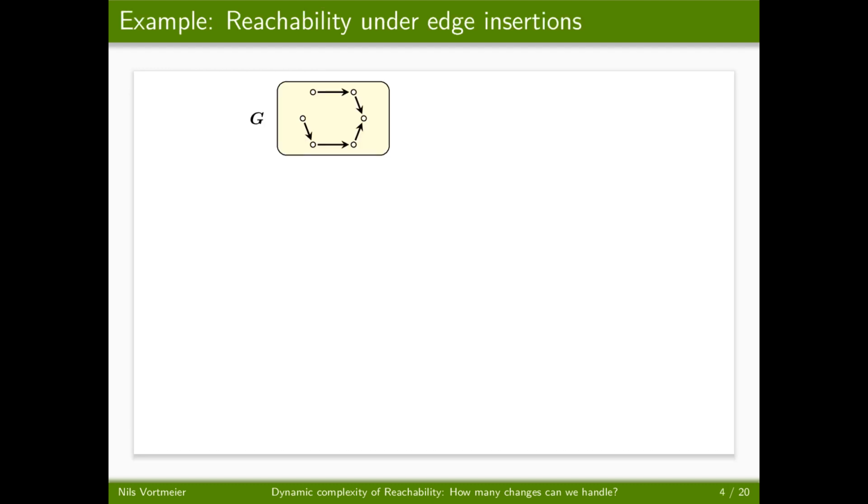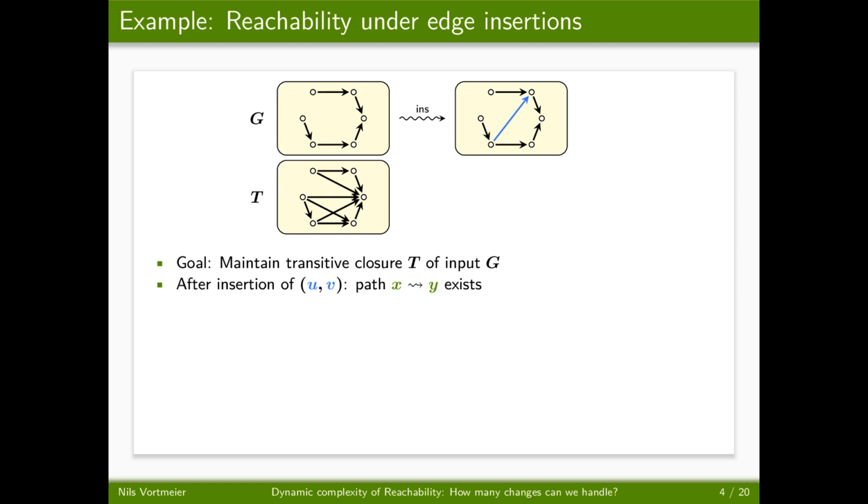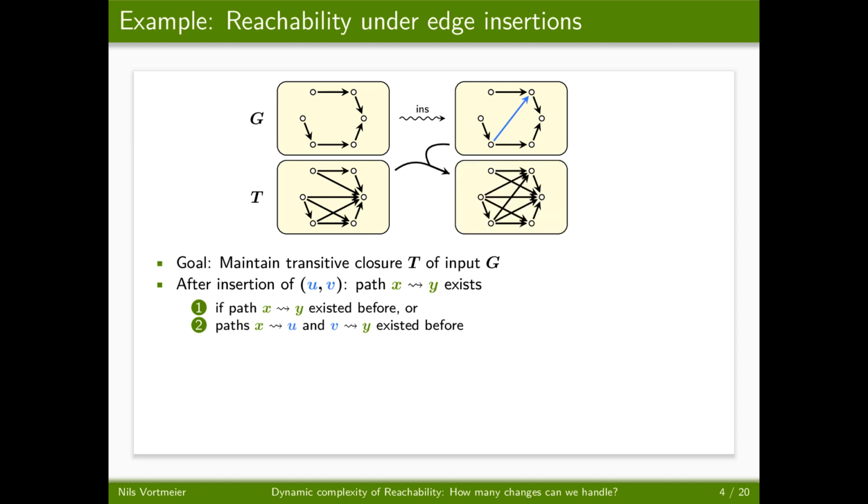Let's look at an example and see how the reachability query can be maintained under insertions of edges. So our goal is to maintain the answer to the reachability query, that is, the transitive closure relation T of an input graph G. So assume for the current version of our input graph that this relation is given. Now, how does the transitive closure relation change if an edge is inserted into our graph? We have to determine whether after the insertion of an edge UV, a path from X to Y exists, and such a path exists if it existed before the edge insertion, or if there were paths from X to U and from V to Y, and together with the newly inserted edge, those paths form then a path from X to Y. So we know how the updated transitive closure relation looks like.